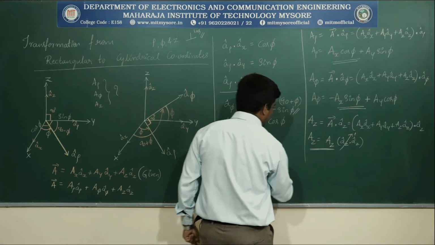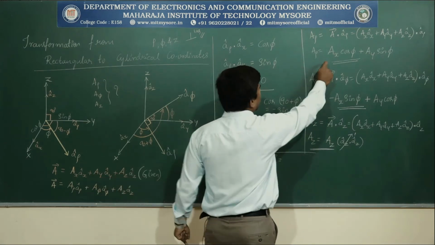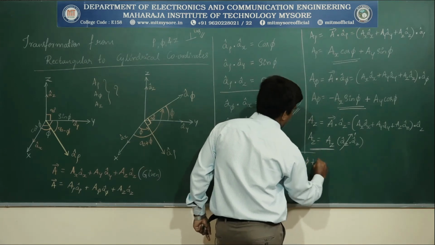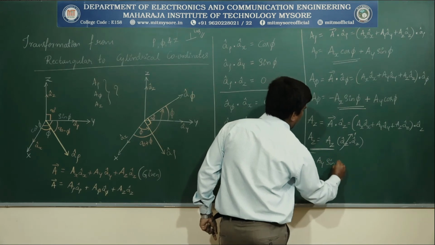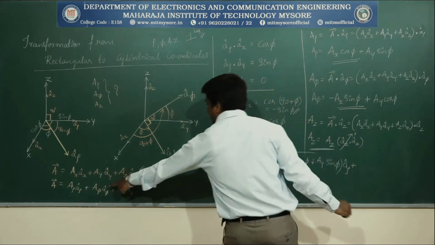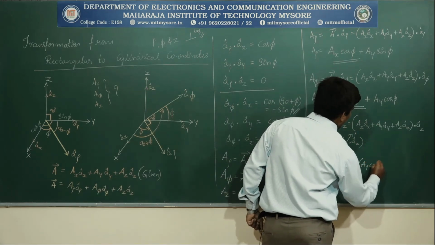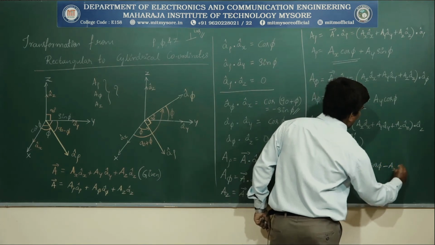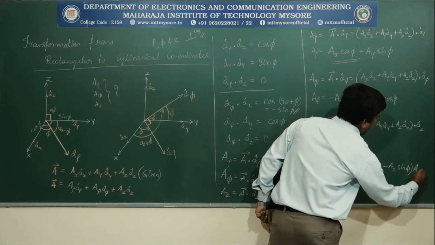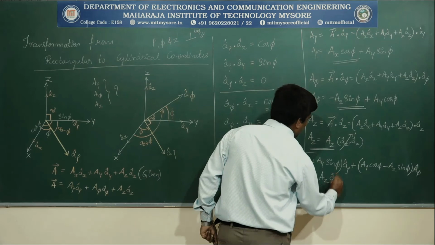Therefore, in the cylindrical coordinate system, vector A is represented as A rho. What is that A rho? A rho is Ax cos phi plus Ay sin phi, into A cap rho, plus A phi. What is the value of A phi? A phi is equal to Ay cos phi minus Ax sin phi, into A cap phi, plus Az is again equal to Az into A cap z.